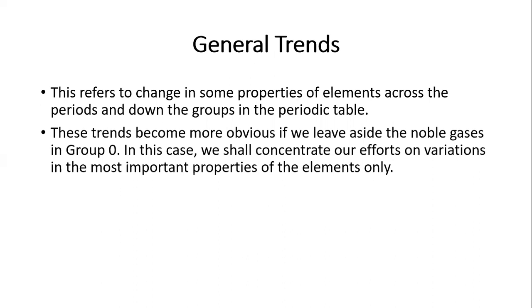Now, these trends become more obvious if we leave aside the noble gases, as we said that the noble gases are stable elements. So in this case, we shall concentrate our efforts on the variations in the most important properties of the elements only. That includes the elements below the noble gases, or group O.